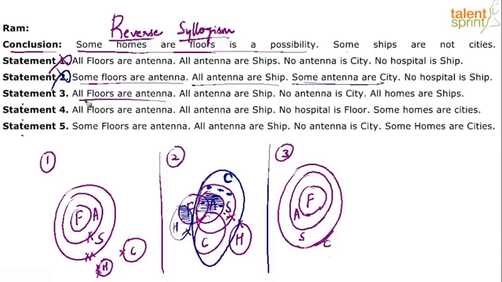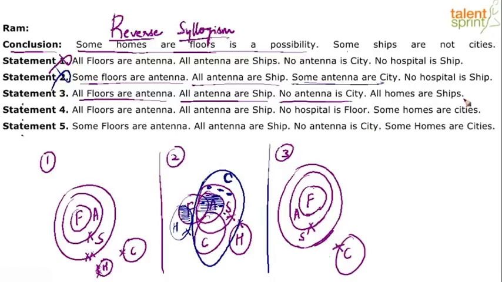Okay. All floors are antenna. We have drawn this. All antenna are ship. We have drawn this. And no antenna is a city. How do you draw that? Antenna is here, city is here. Antennas and cities will not touch each other, right?